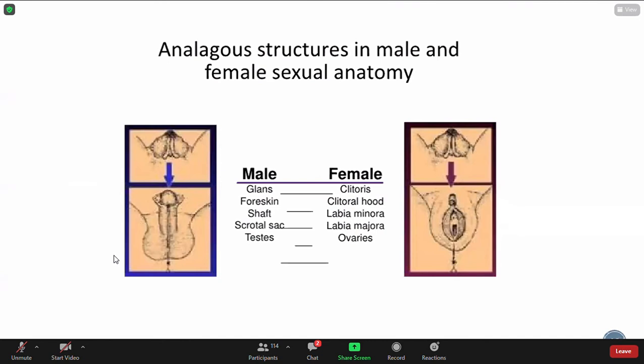Okay, this is my last slide. This is just an analogy of your sexual anatomy between males and females. The glans in the males corresponds to the clitoris in the females. Your foreskin is your clitoral hood. The shaft of the penis is your labia minora in the females. Your scrotal sac is your labia majora, and your testis is the ovaries.